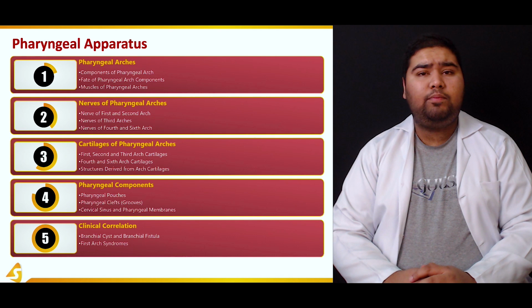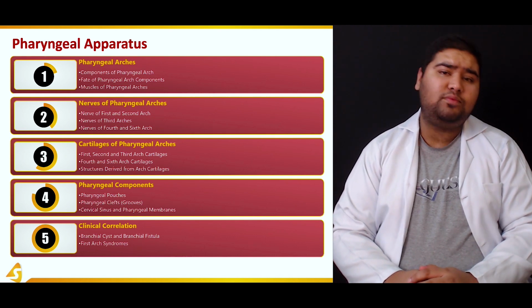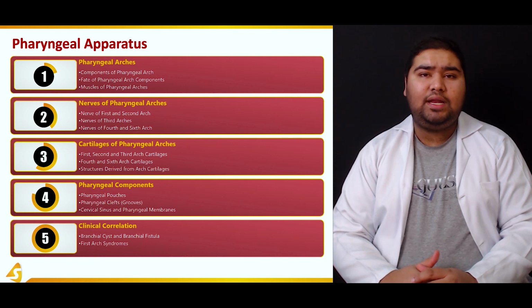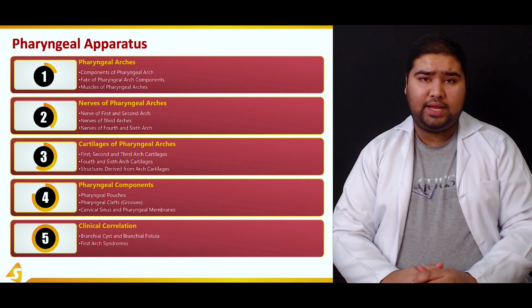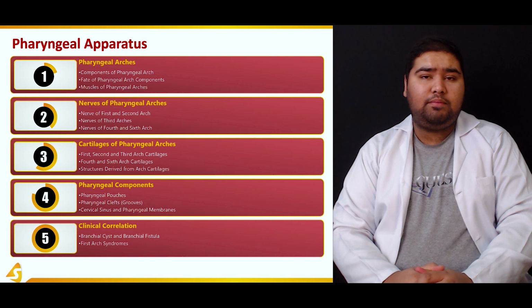In the fourth subsection, we'll talk about pharyngeal components. In the pharyngeal components, we'll deal with the pharyngeal pouches, which lie on the outside. We'll deal with the pharyngeal clefts, which lie on the inside. And finally, we'll talk about the pharyngeal membranes and what adult structures are actually formed by the pharyngeal membranes.